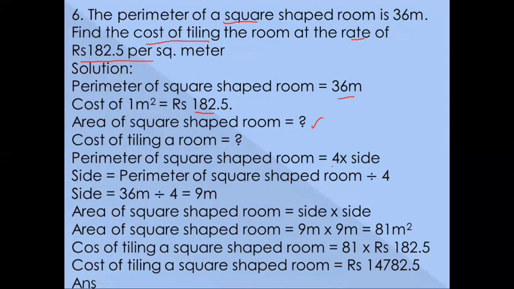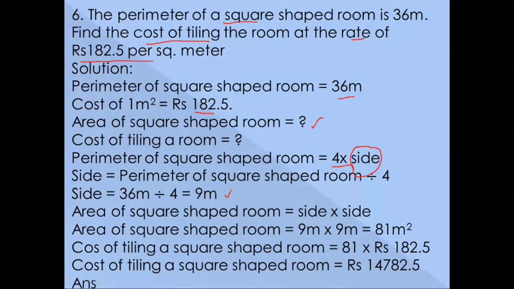The perimeter is given: 4 multiplied by the side, and we have to find the side. Dear student, this side we have to find. I make a note here for your information. This side is equal to the perimeter of the square shaped room divided by 4. The 4 will be shifted from the multiplication to the other side of the sign of equality, and it will be converted into division. 36 divided by 4 is 9.